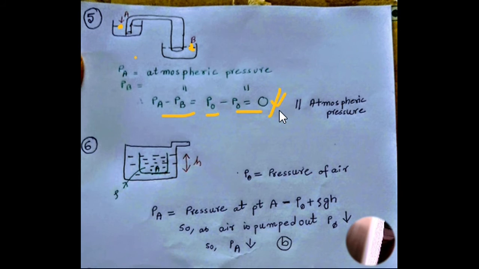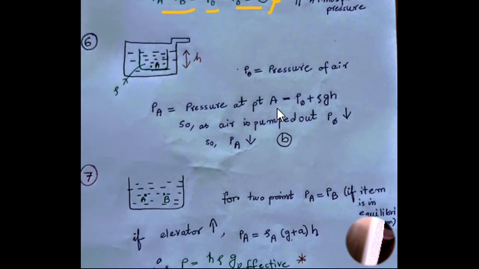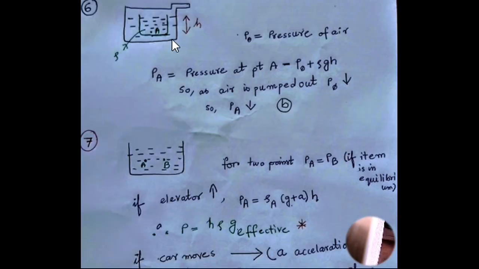Okay guys, now coming to question number 6. Question number 6: a beaker containing a liquid is kept inside a big closed jar. If the air inside the jar is pumped out, pressure near the bottom of the liquid. Now see guys, this is the vessel.